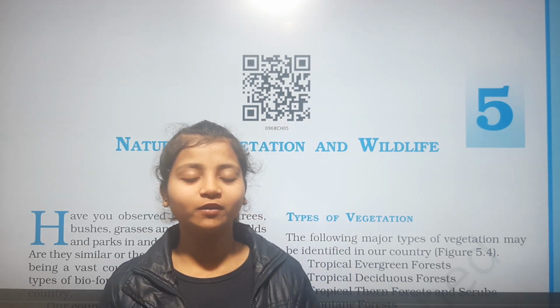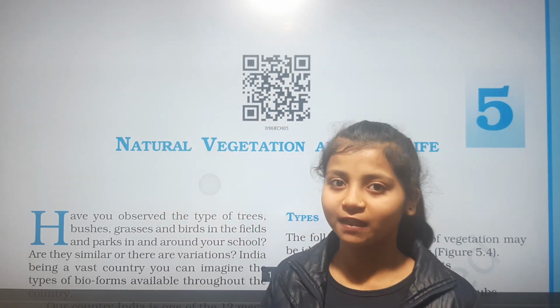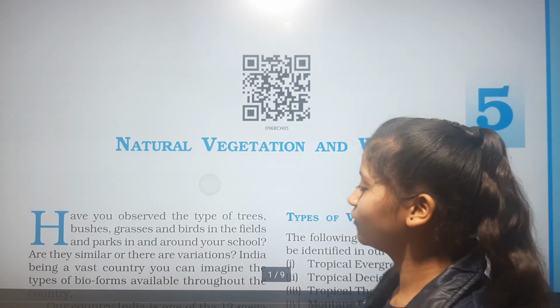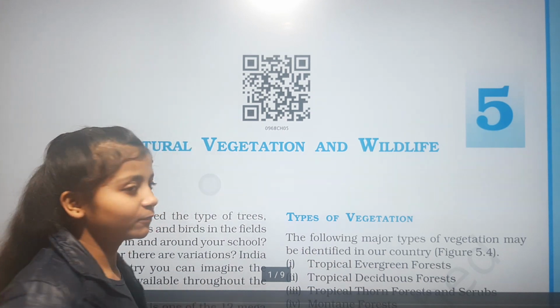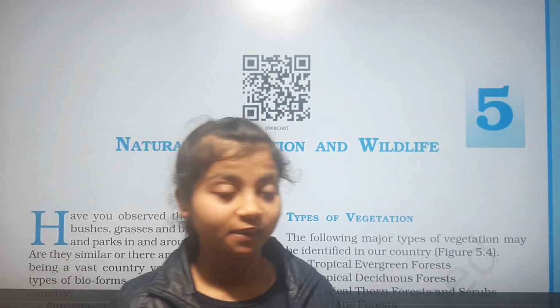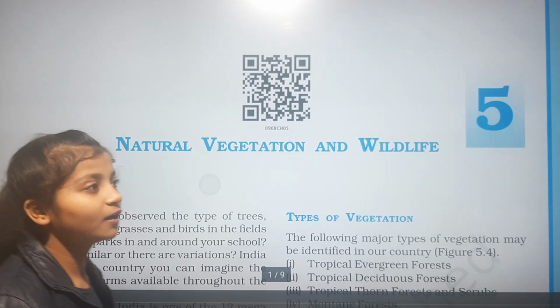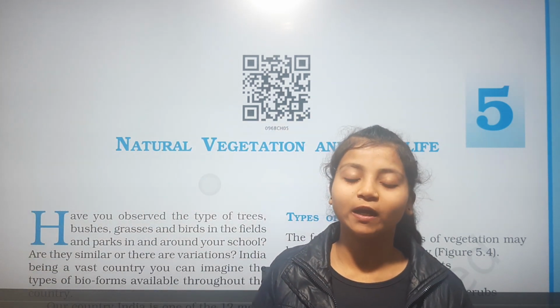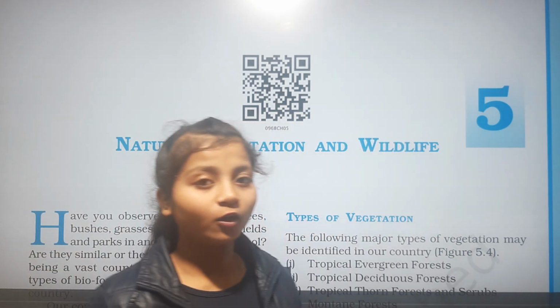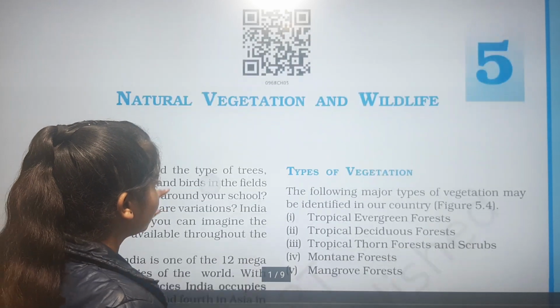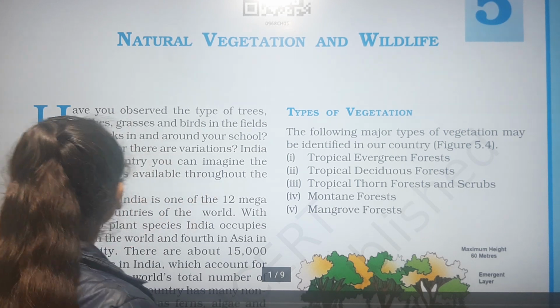So in this video we will discuss chapter 5 of class 9, and our chapter is natural vegetation and wildlife. In this chapter we will discuss natural vegetation and wildlife. Natural vegetation means the plants that grow naturally and cannot be disturbed by human beings. So let's discuss all the things one by one.